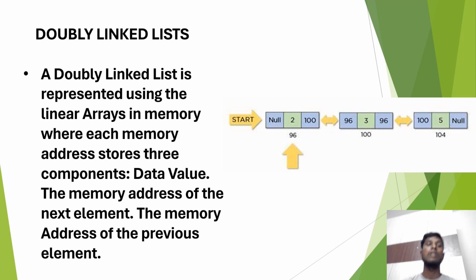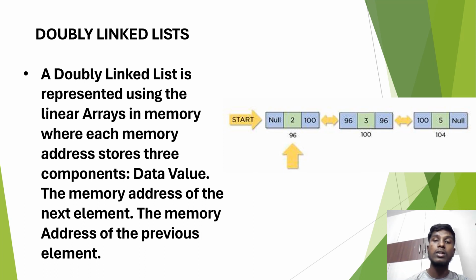Doubly linked list. This is the last topic of this concept. A doubly linked list is represented using linear arrays in memory, where each memory address stores three components: the data value, the memory address of the next element, and the memory address of the previous element. These three components we can see in a doubly linked list.